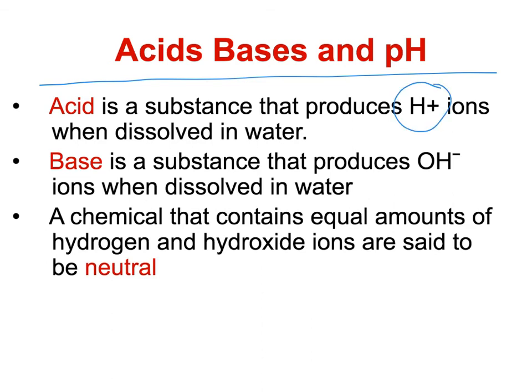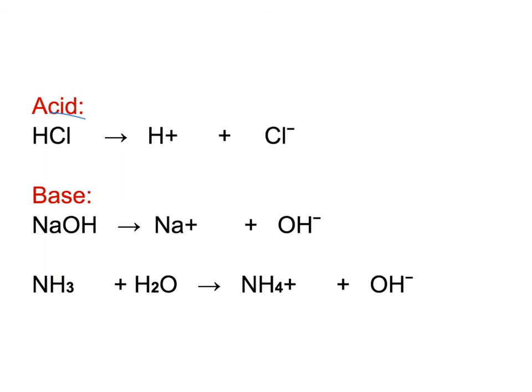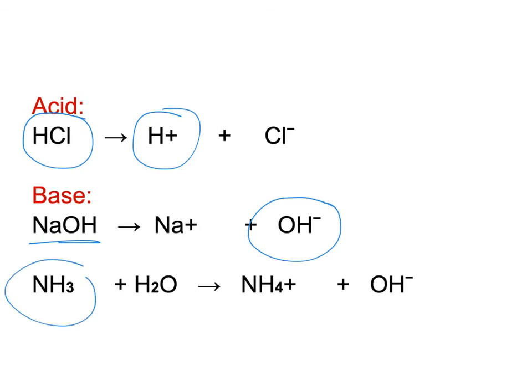In Turkish, sulu çözeltisine hidrojen iyonu veren moleküllere asit, sulu çözeltisine hidroksit iyonu veren moleküllere baz denir. A chemical that contains equal amounts of hydrogen and hydroxide ions is called neutral. You see, hydrochloric acid, when dissolved in water, gives hydrogen ions, but sodium hydroxide gives hydroxide ions, so it's a base. Ammonia also gives hydroxide ions; it's a kind of base.